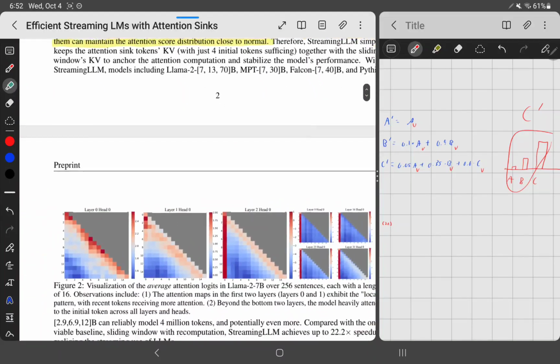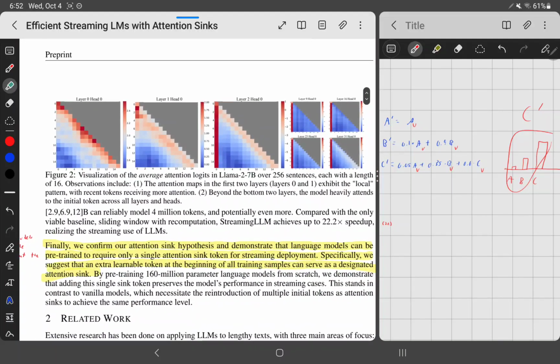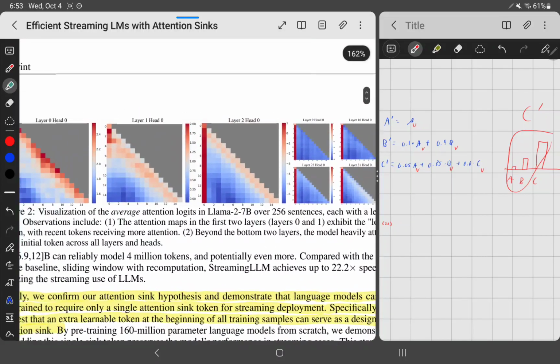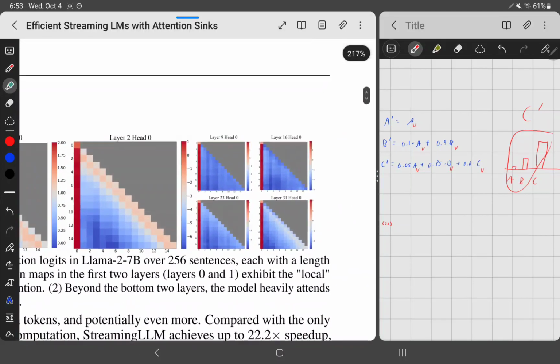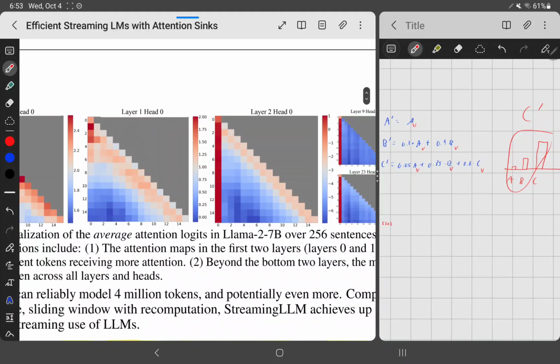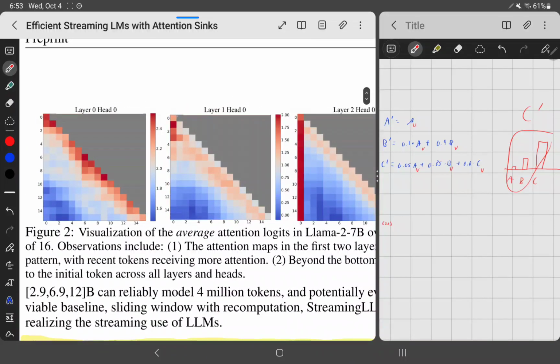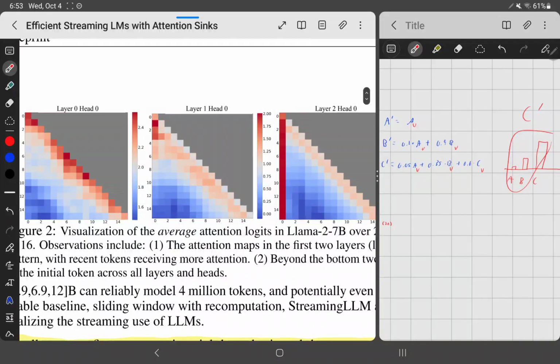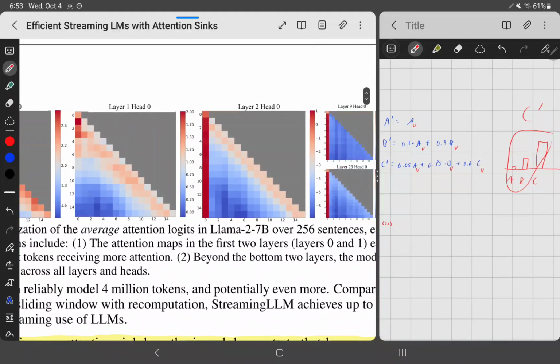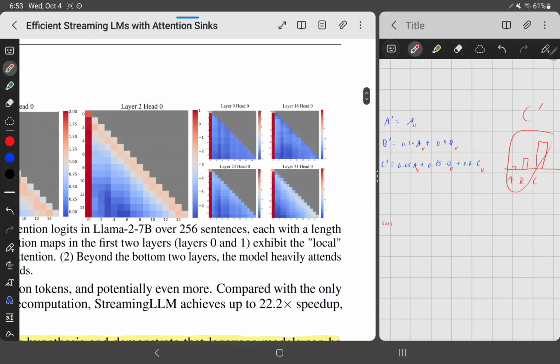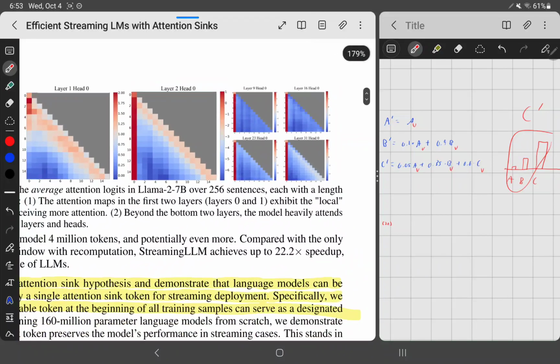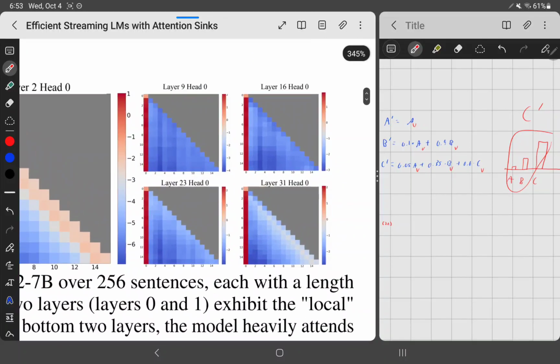If we look at this part here, yes, here, if we look here, you can see that red is high, blue is low. You can see that it puts a lot of information on these first tokens here. So that's these tokens here, the 0th token, it puts a lot of information on the first tokens. That's what it's saying right here.